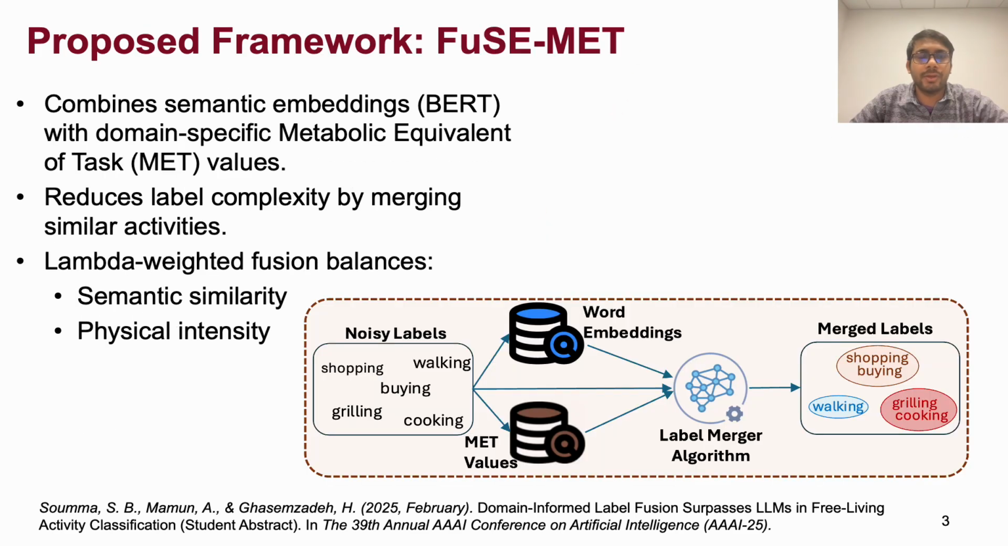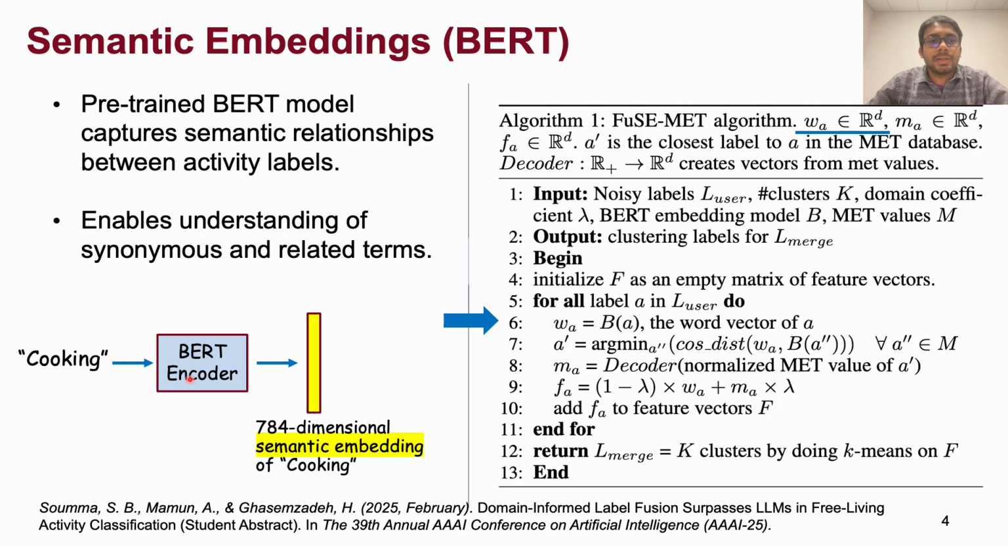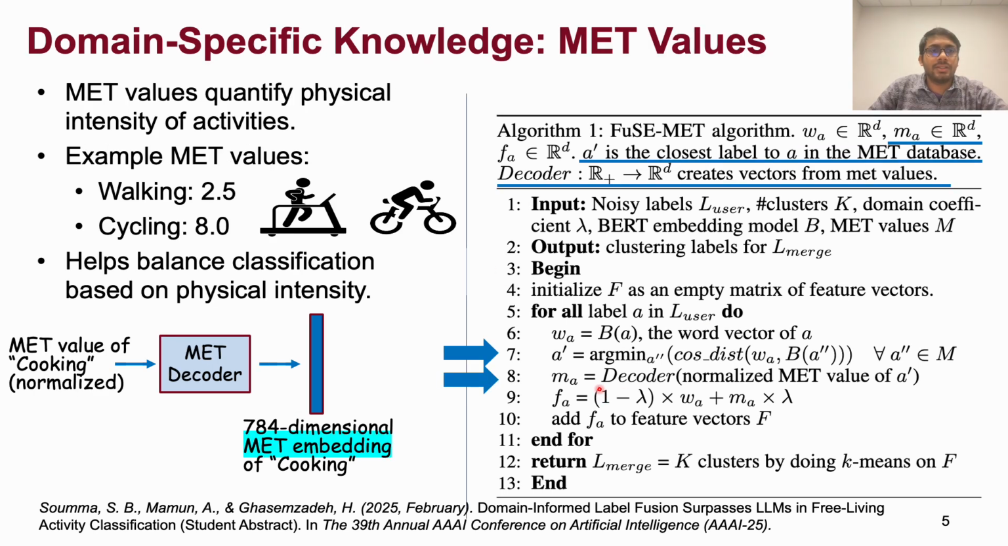Our proposed framework FuSE-MET overcomes these challenges by taking into consideration the semantic similarity and physical intensity of the labels, and then grouping similar labels into similar clusters. The semantic embeddings are created with a BERT-based encoder that takes a word or phrase and creates a 784-dimensional semantic embedding vector. The domain-specific knowledge is integrated with the MET decoder, which takes the normalized MET value of an activity and then creates a 784-dimensional MET embedding vector.